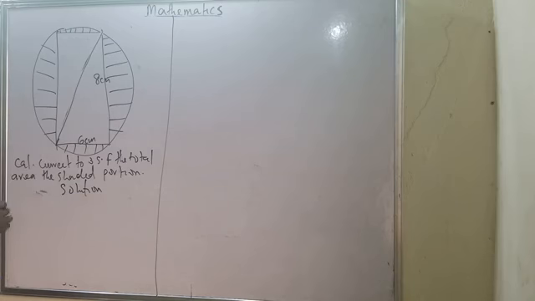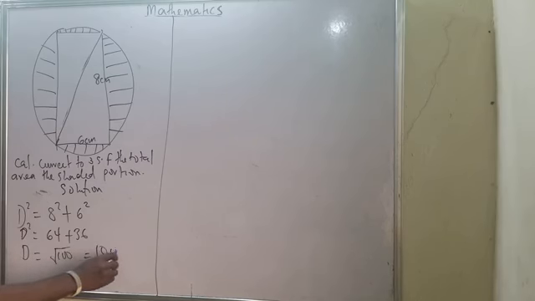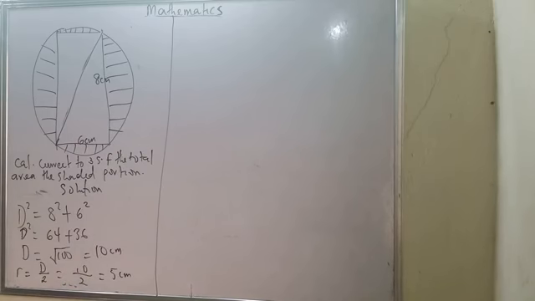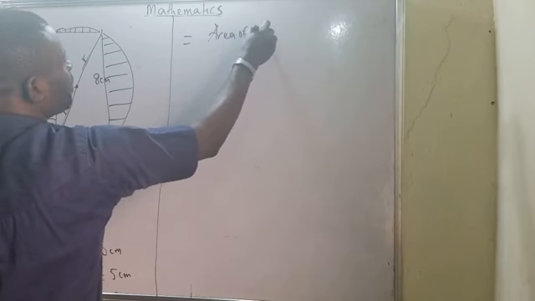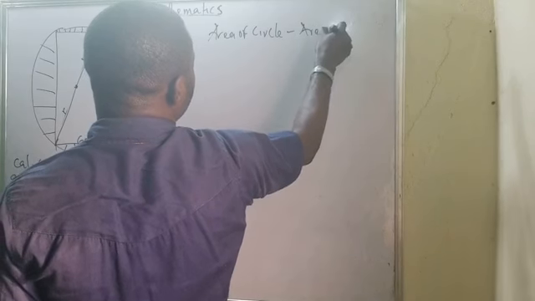I can look for the diagonal by saying diagonal squared equals 8 squared plus 6 squared, which is diagonal squared equals 64 plus 36, so diagonal equals root of 100, which equals 10 centimeters. Now my radius will be half of diameter, which is 10 over 2, also 5 centimeters. Radius is 5 centimeters. What next? It means area of circle minus area of rectangle.